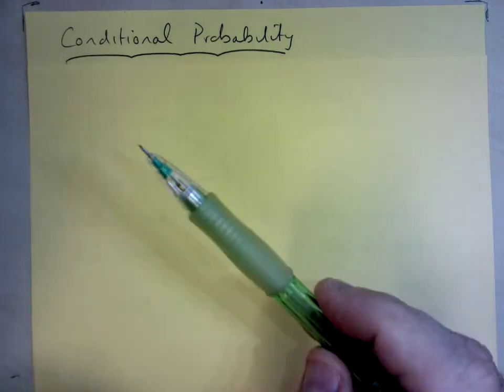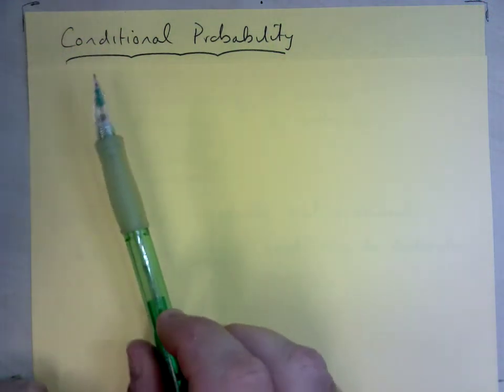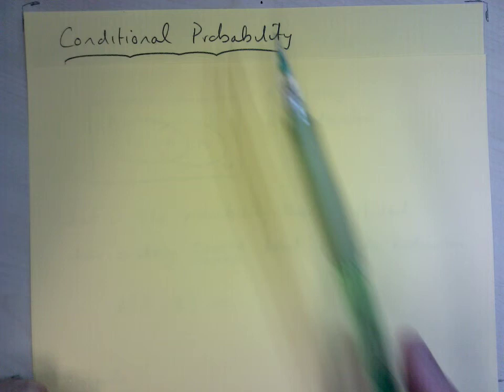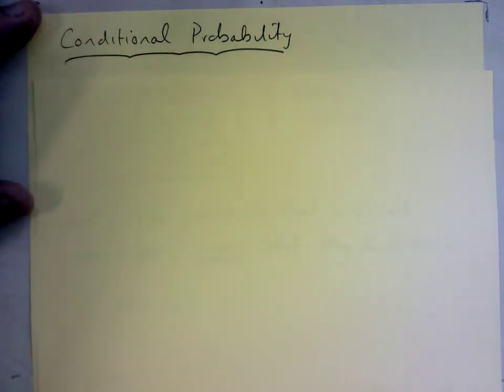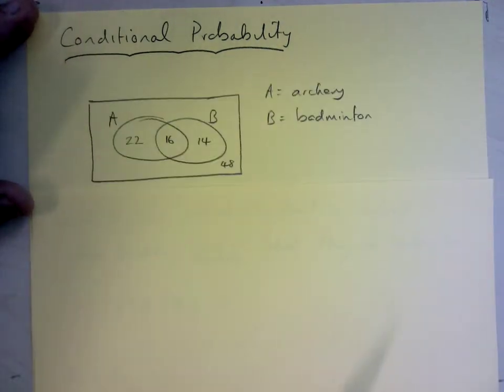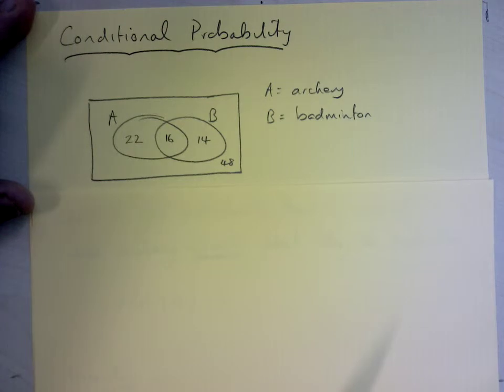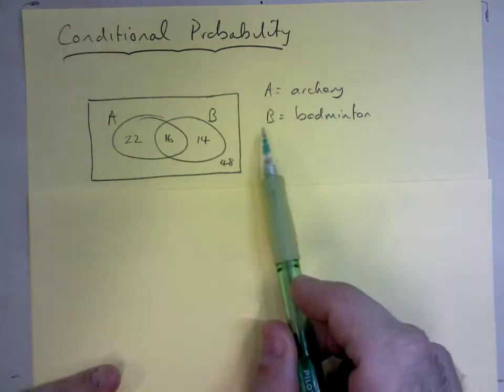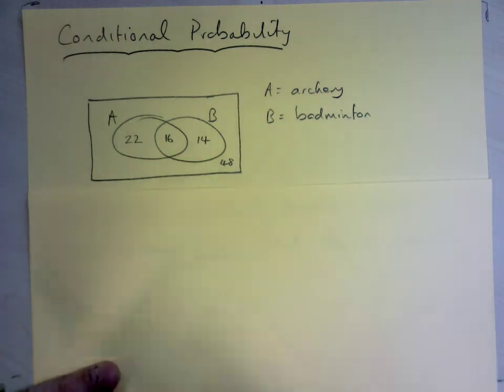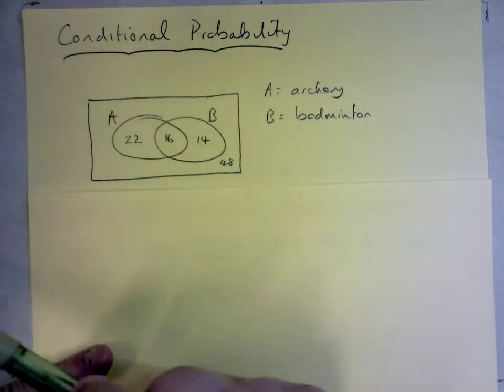Okay, I'm going to look at the next steps in probability, which involves questions called conditional probability questions. And we'll start off by looking at an example. Classic Venn diagram probability question. If I've got some students doing archery, some students doing badminton, then I can represent the information on a Venn diagram like this. You're familiar with these.